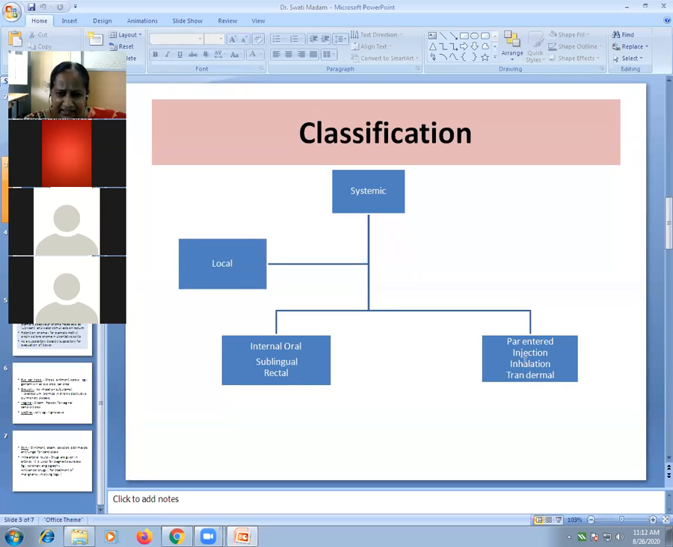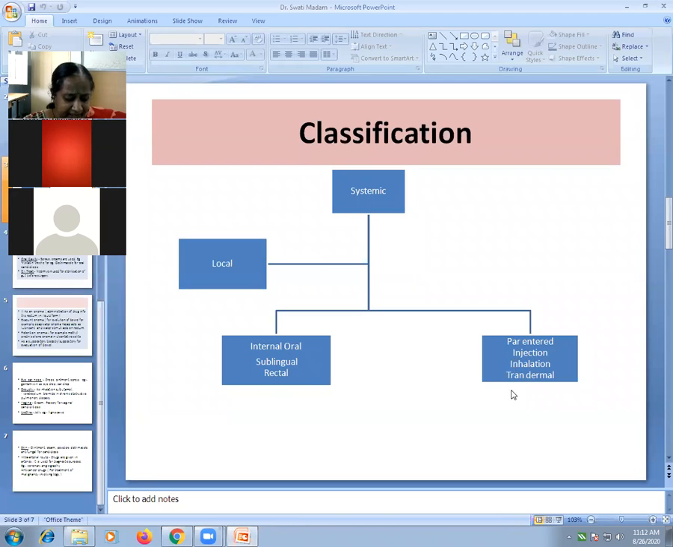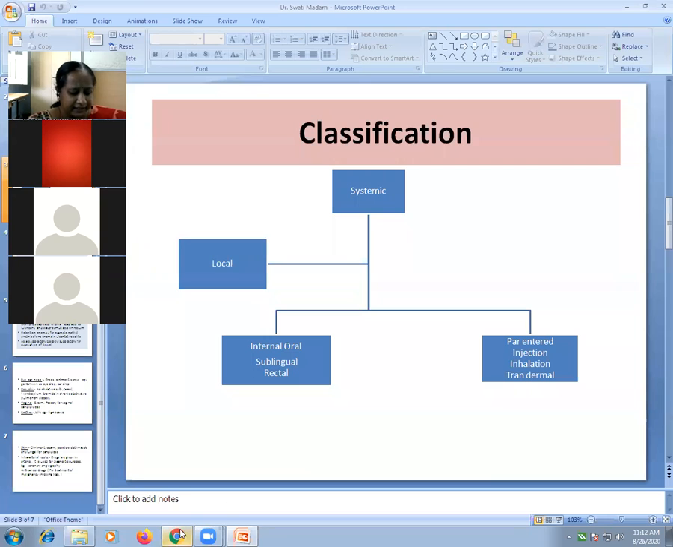Injections are given by the intradermal route, meaning they are given in the skin. An example is the BCG vaccine. You have to give an example of each and every route. In the exam, if you are asked to write about the parenteral route, you have to write the intradermal route: injections given in the skin. Example is the BCG vaccine.